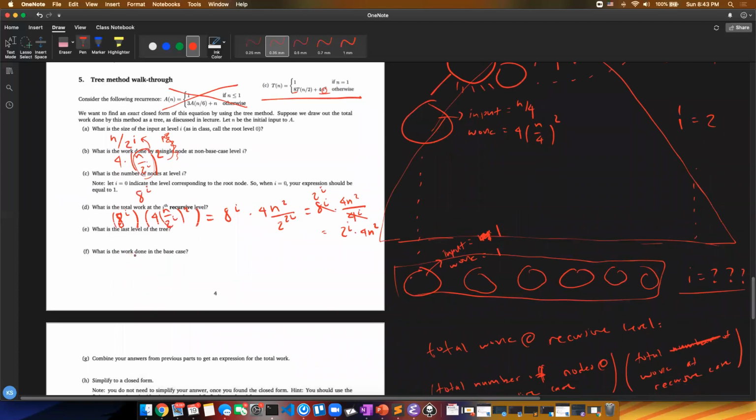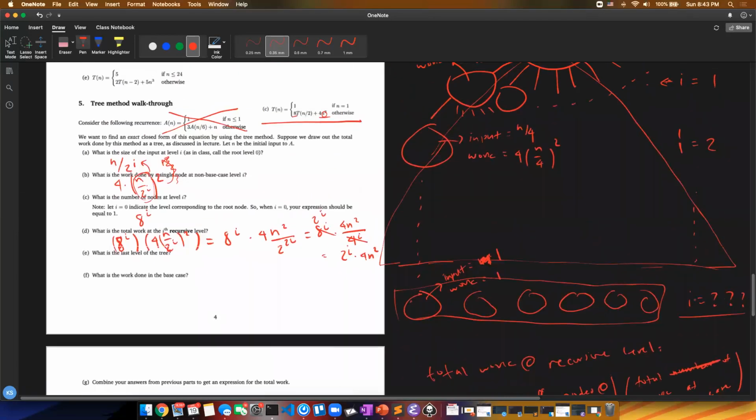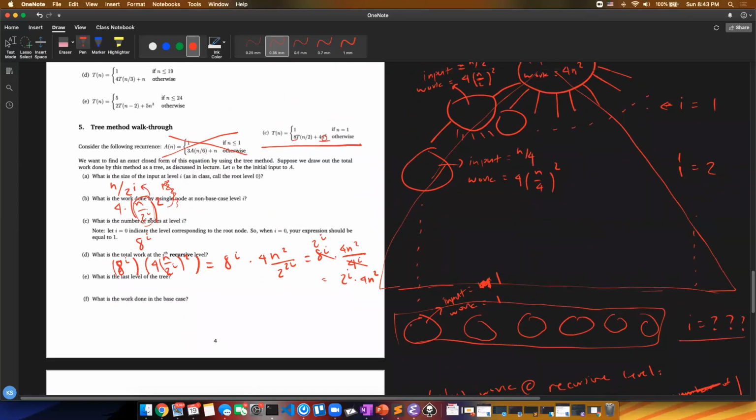Now, E asks, what is the last level of the tree? Well, it's asking you what is our I, essentially. We don't know what our I is, and we need to figure that out. And how do we figure that out? Well, we know that our input is modeled by this function, n over 2 to the I. And eventually our function will have to get to our base case, right? And we know that we reach the base case when our input size is 1. Using that, we can figure out our I.